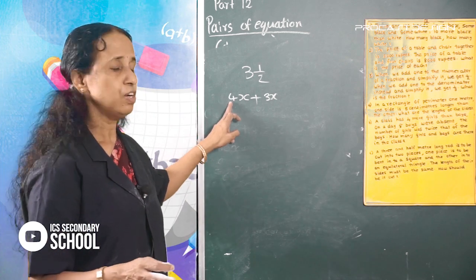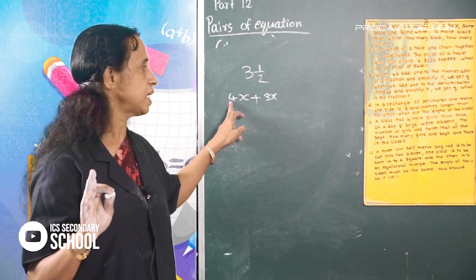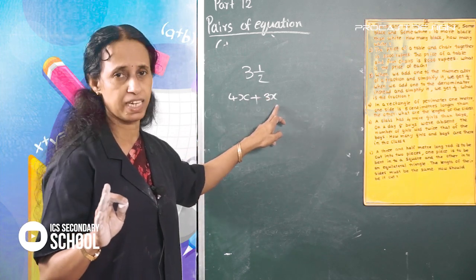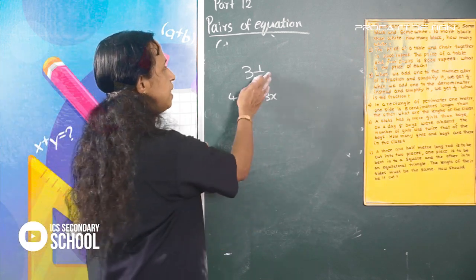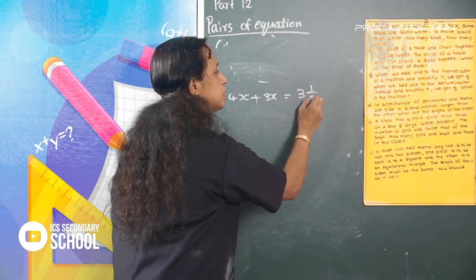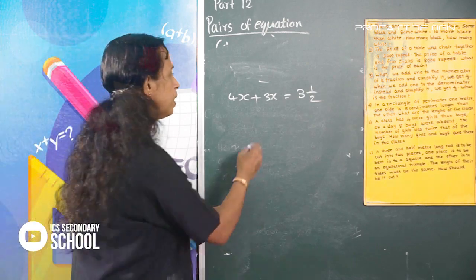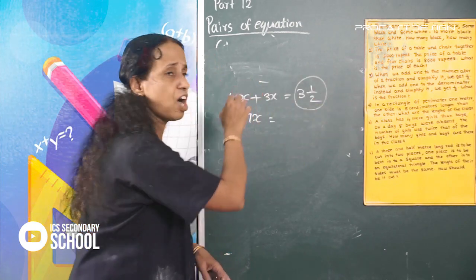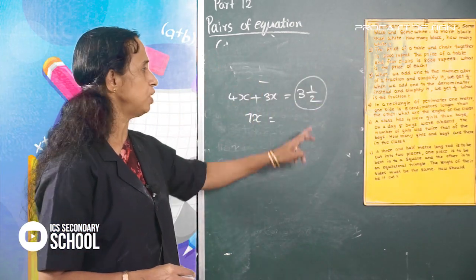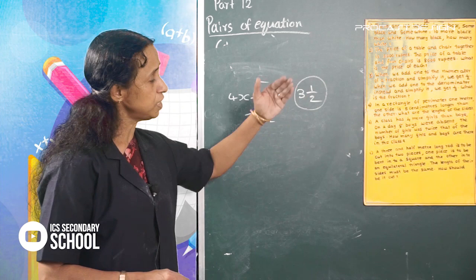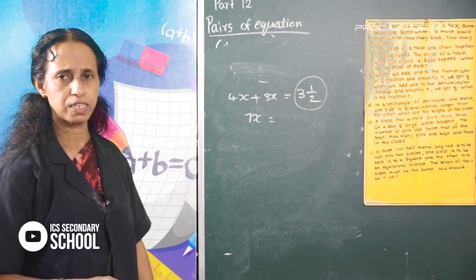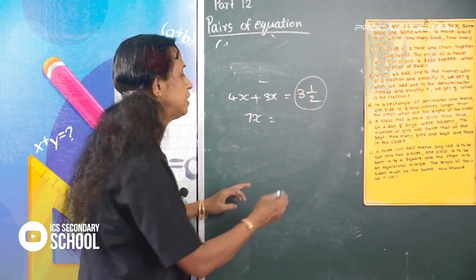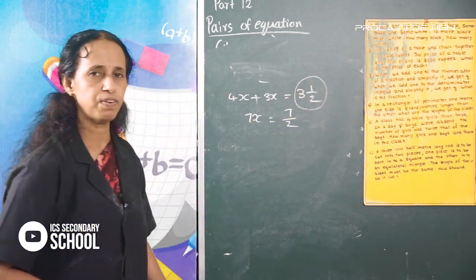So, the square has 4 sides and the triangle has 3 sides, so we can take 4x plus 3x. 4x plus 3x is equal to 3 1 by 2. So 7x is equal to 3 1 by 2. This is the 3.5 meter long rod. The length of the rod is equal to 3.5. Convert this mixed fraction into an improper fraction. 3 into 2 is 6, 6 plus 1 is 7, so 7 by 2.